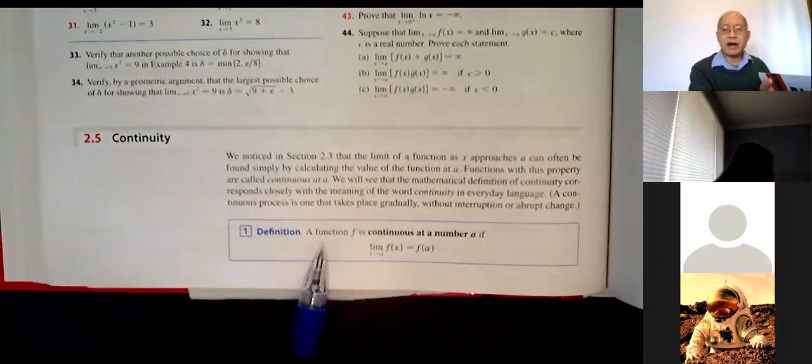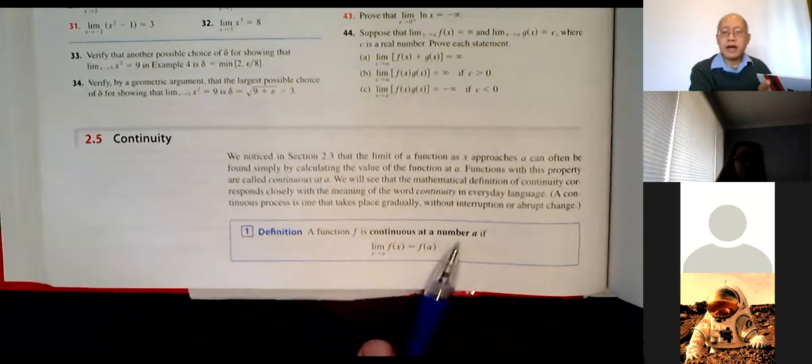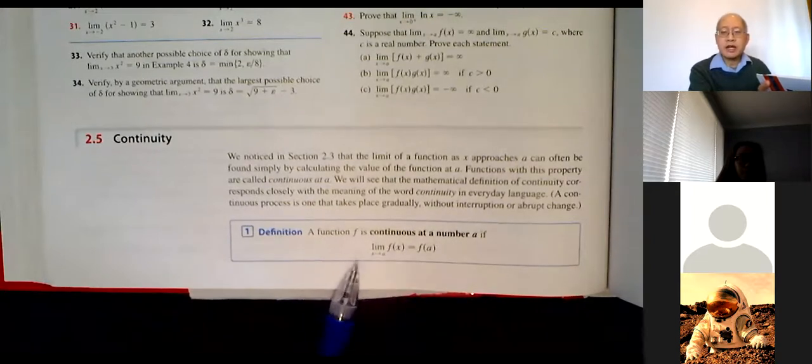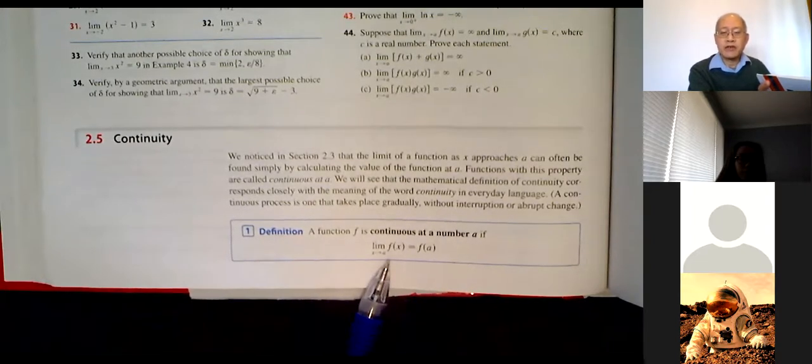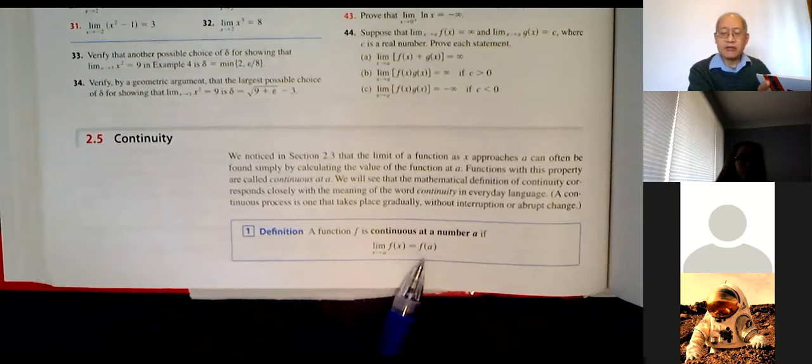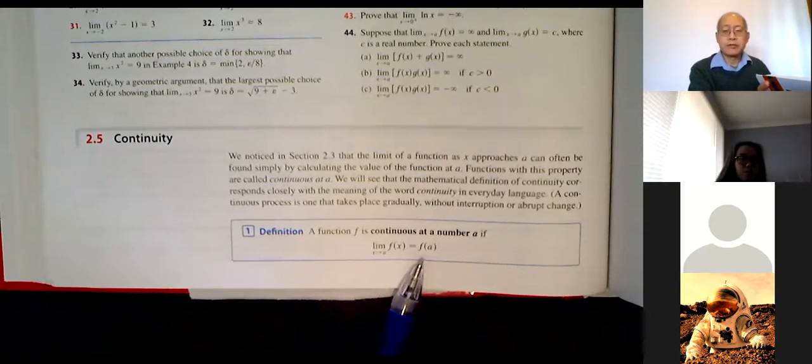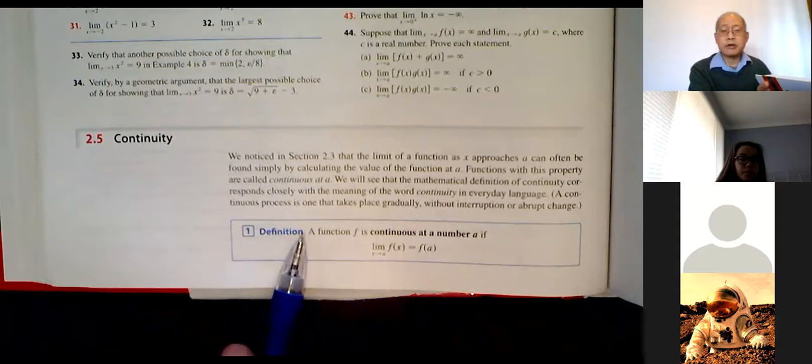It may not make sense right now, but a function f is continuous at a number a if the limit as x approaches a of f of x is equal to f of a. Right now you don't know what this is talking about. I'll explain it more tomorrow. But here's a formal definition.